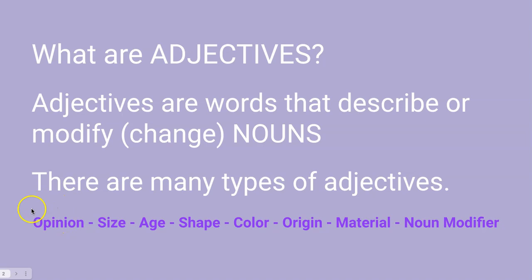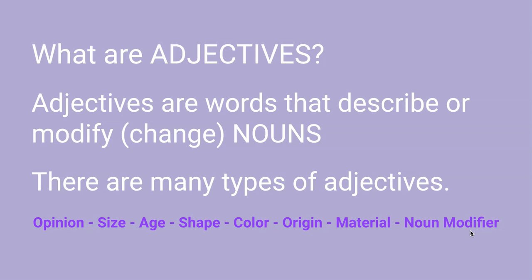We can talk about our opinion, the size, the age, shape, color, origin, material, and then we could use a noun. So we have many different types of adjectives. All of these here are different types of adjectives. And this is the order they need to go in.